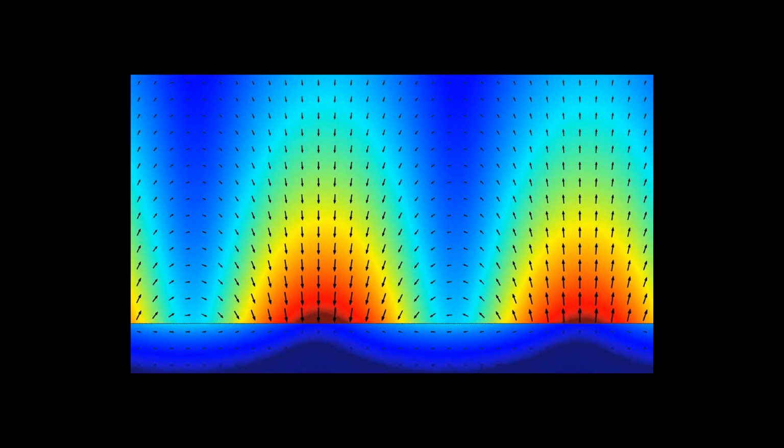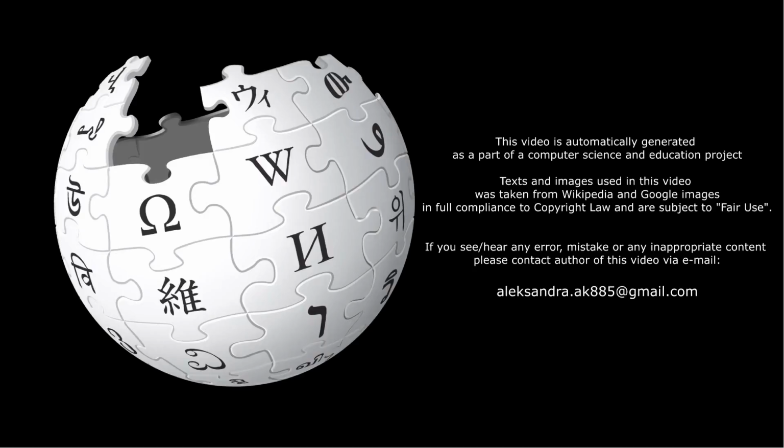epsilon(omega) equals 1 minus omega_p^2 / omega^2, where the bulk plasma frequency in SI units is omega_p equals the square root of n e^2 / (epsilon_0 m*), where n is the electron density, e is the charge of the electron, m* is the effective mass of the electron, and epsilon_0 is the permittivity of free space.